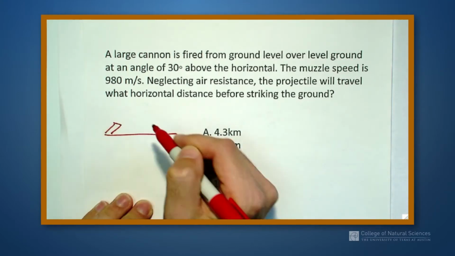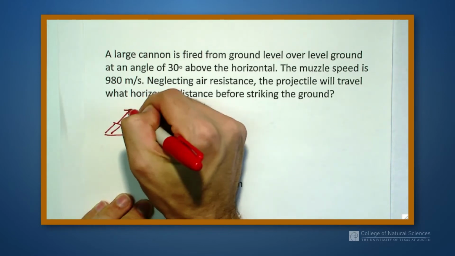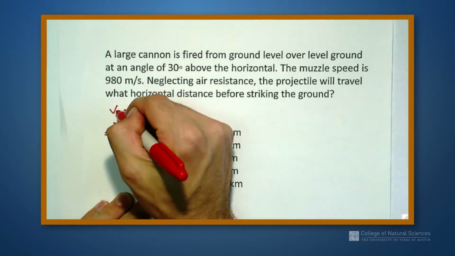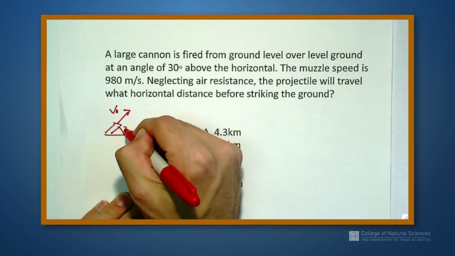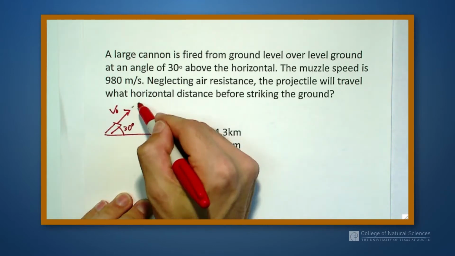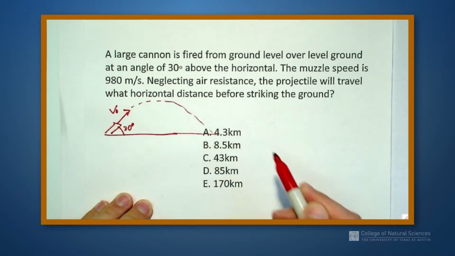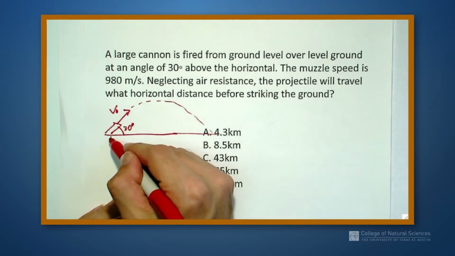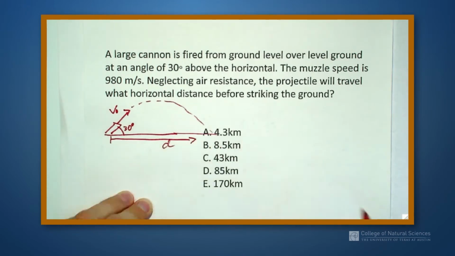cannon that has some muzzle velocity, V0. It's at a 30-degree angle, and the projectile is going to go up and eventually down. And we want to know how far is that distance d.